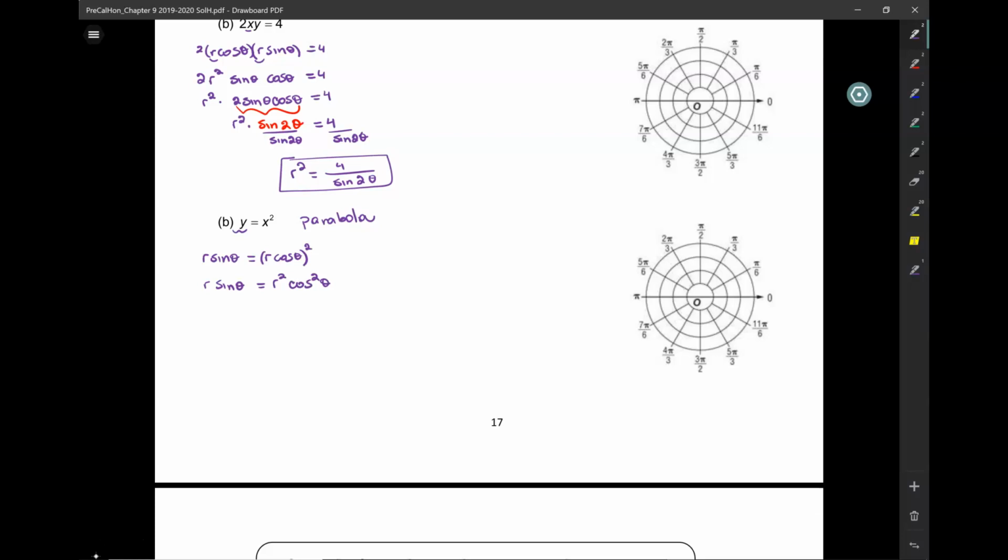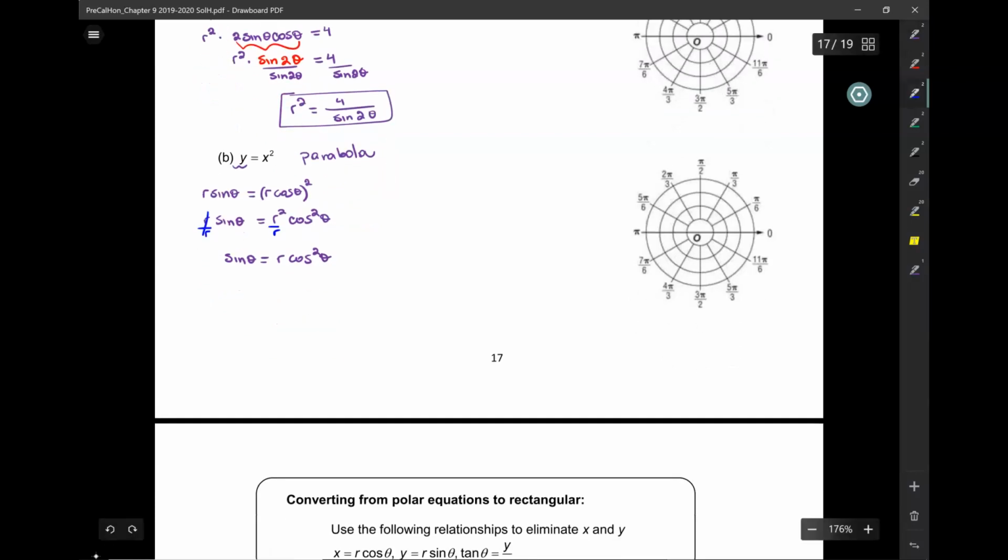Now we have the situation of we have an r on one side, r squared on the other side. Simplify this, divide both sides by r, so I get sine of theta is r cosine squared theta. And like I said before, you have to solve for either r or r squared. Well, let's divide both sides by cosine squared theta here. And what I get is r is equal to sine of theta over cosine squared theta.